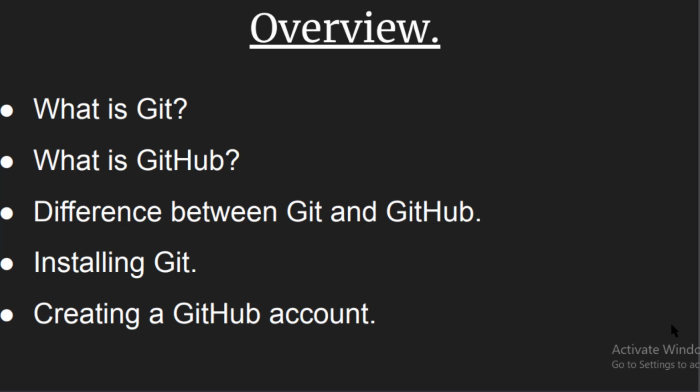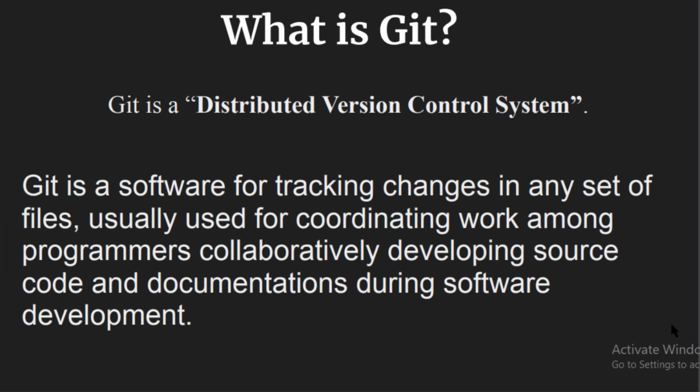What is Git? Git is a distributed version control system. In our last video, I spoke on version control system, so I will drop a link below for those who would love to check it out. Git is a software for tracking changes in any set of files, usually used for coordinating work among programmers collaboratively developing source code and documentations during software development. So, in short, Git is used to check for any change being made by a specific person when a team is working on a project.